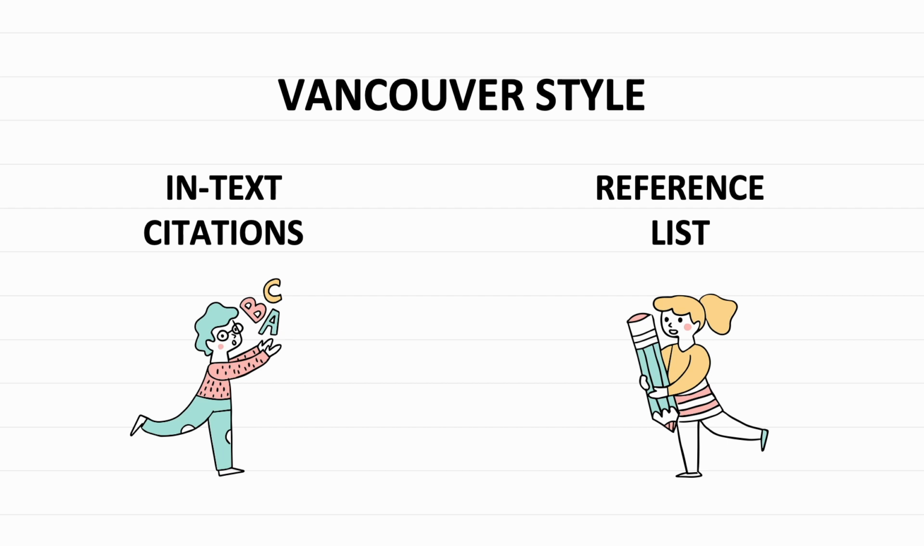Now we're done with the in-text citations. Let us now proceed to the reference list. Documents using the Vancouver style of citation must contain a references page at the end of the text.